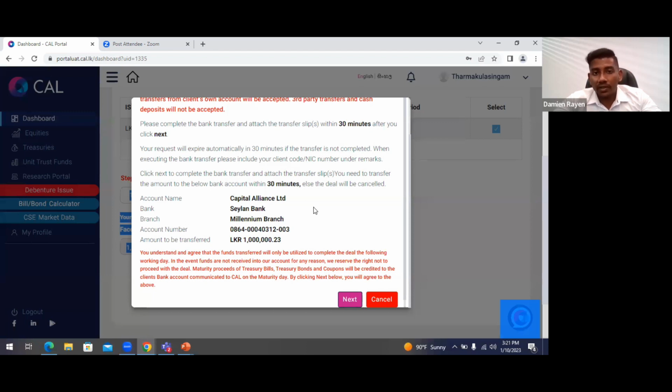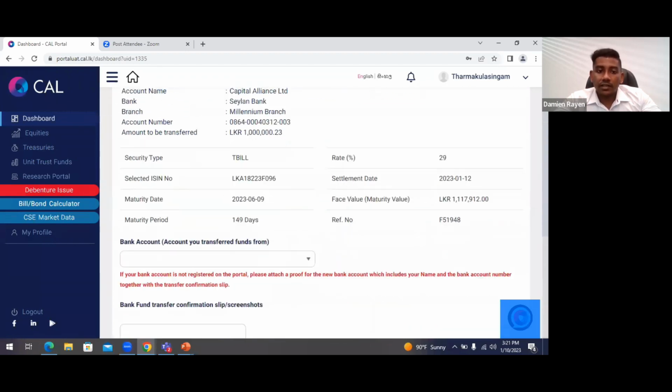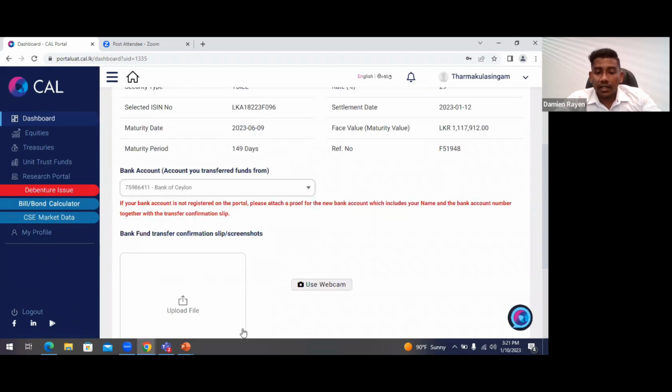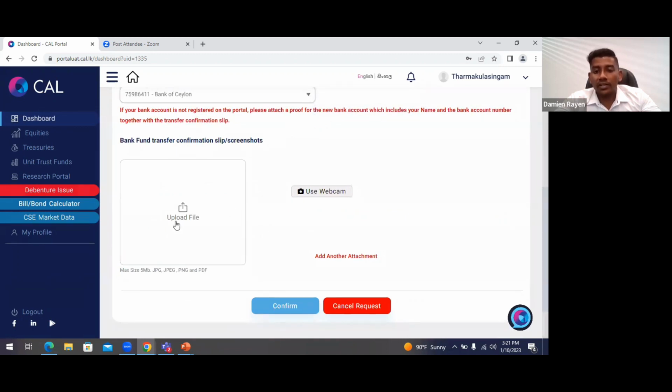So there is no paperwork involved. There is no visiting. You don't have to visit our office space. So you can completely do this process online. The bank account details are provided. You click next. Select your bank account from here. And then you do the transfer. Click upload your transfer receipt and confirm the date.